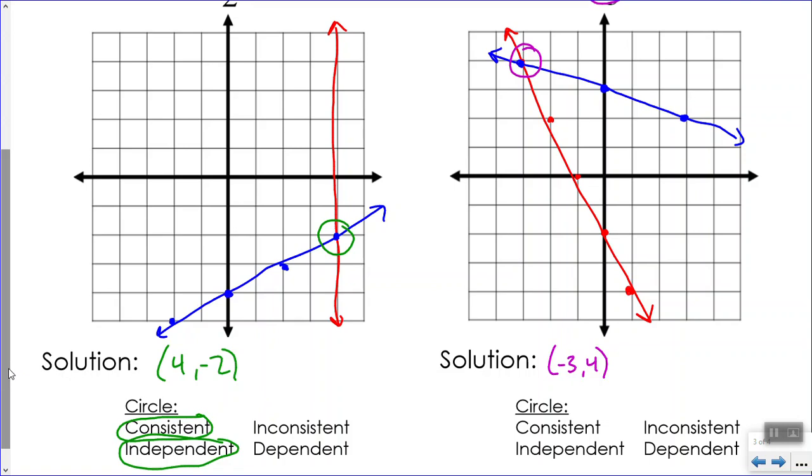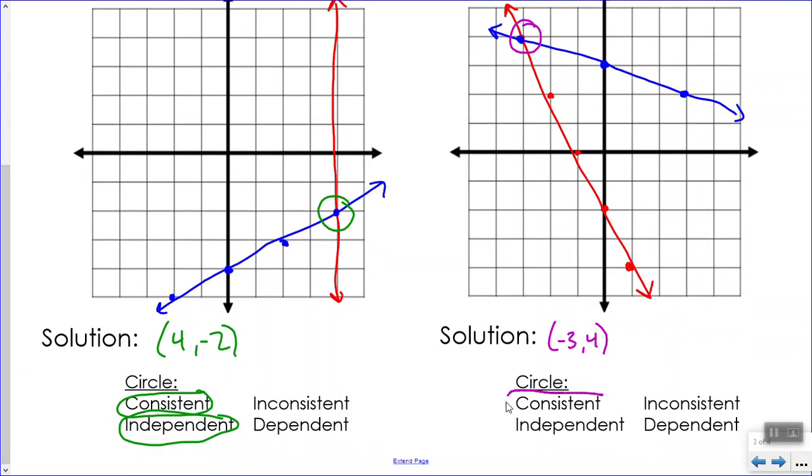So that's our solution. And again, since we do have a solution, this is a consistent system. And since, again, we just have one solution by itself, this is an independent system.